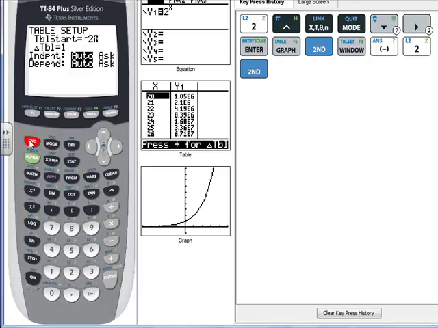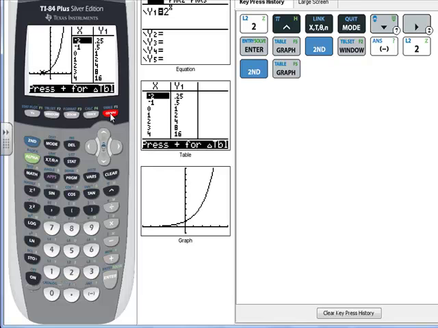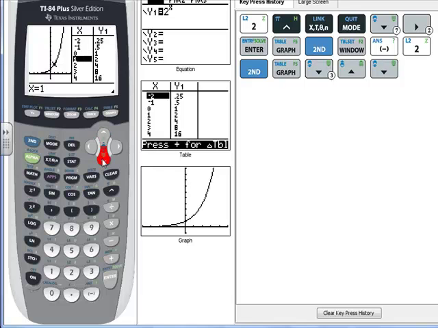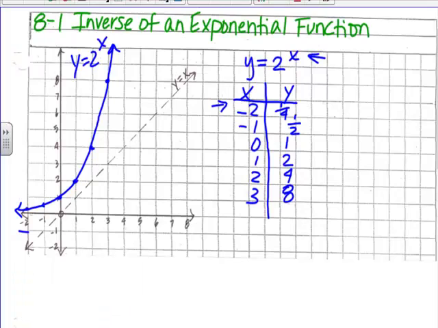So now I'm going to hit second graph, and when I hit second graph, I can maneuver around in my table in this particular screen. The cool thing about this is as you're scrolling through your table, you can see the points that we just plotted on our graph. So there you have it. That would be y equals 2 to the x.